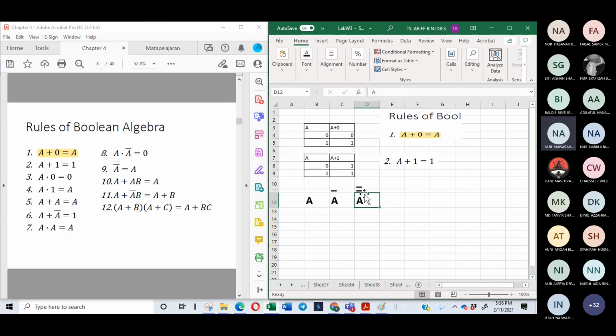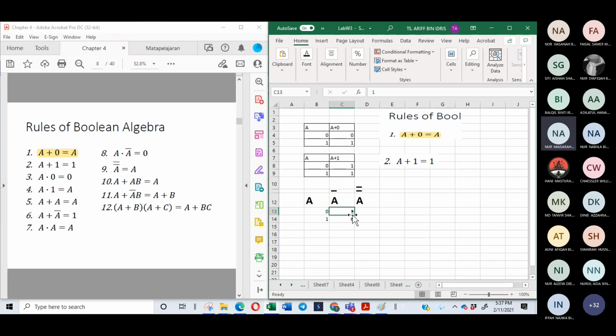Okay, for A double bar, it has two eyebrows. A only has one eyebrow, right? So now the value of A is either 0 or what, class? 0 or 1. What is A bar, class? What is the complement for A? What is the complement for 1? 0. Then we double bar, two eyebrows, or we complement twice.